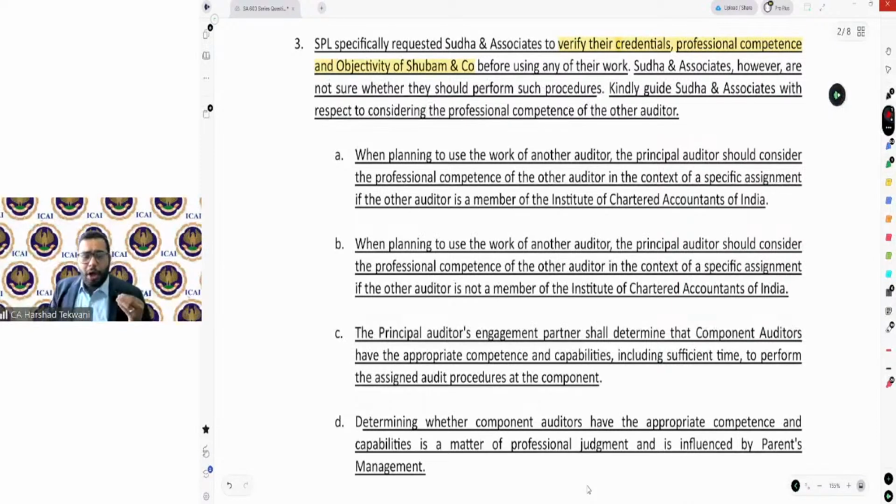Okay, so option number 1 is incorrect because it requires you to check. Option number C is also incorrect because, again, it's required to check. Option number D is incorrect because it says that it's a matter of professional judgment and is influenced by the parent's management. It's not a professional judgment. Plus, it shouldn't be influenced by the parent's management. The parent's management should not have any role to play in deciding the competency of the component auditor. Hence, the correct option will be B.